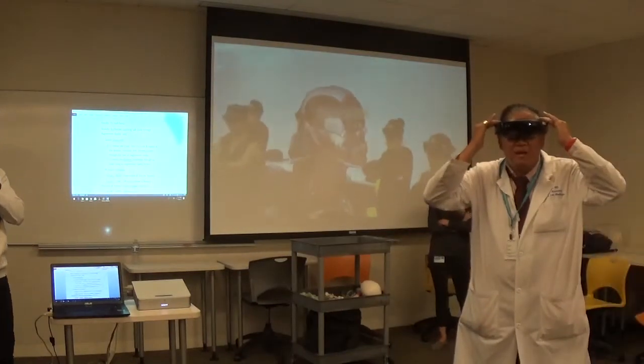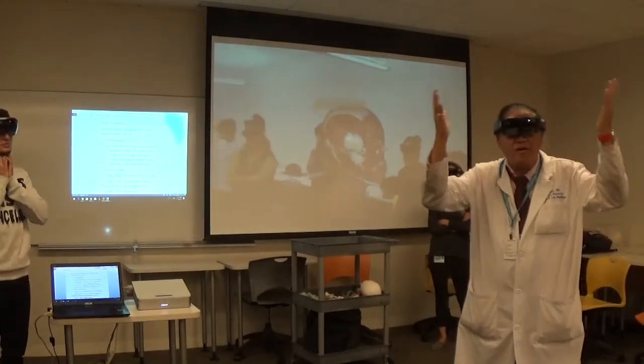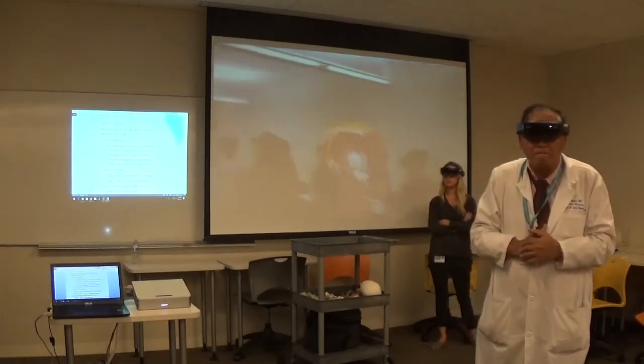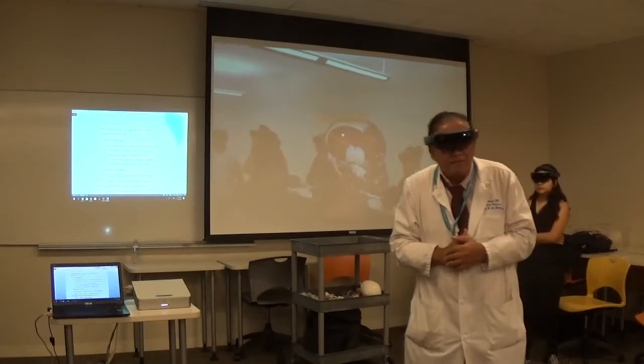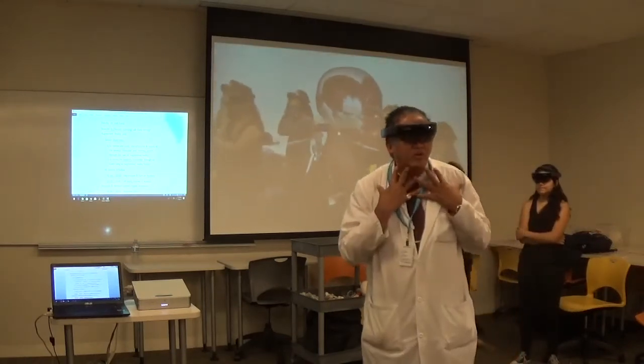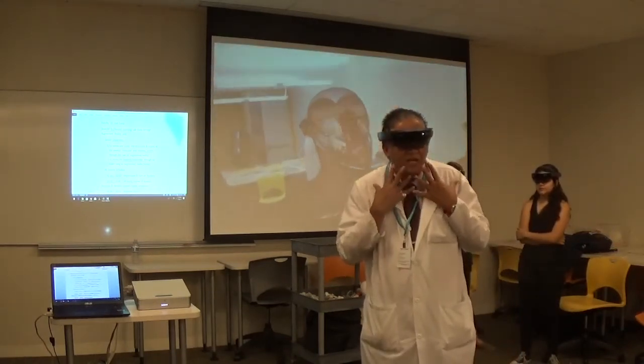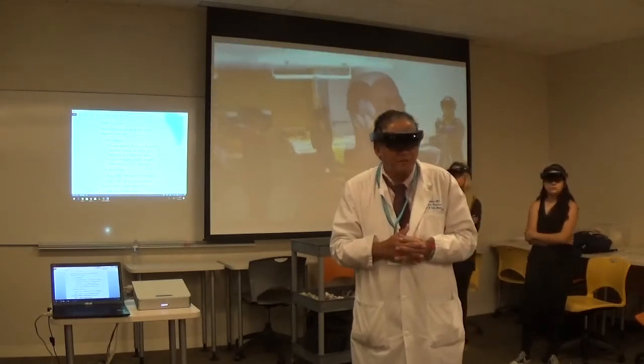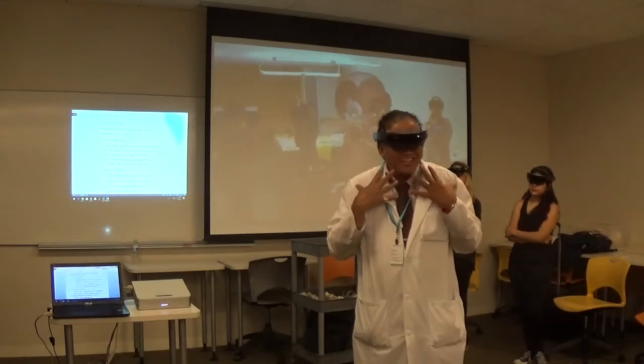What is the muscle in the temple? Temporalis. Temporalis in the temple. The muscle in the neck. The biggest muscle in front of the neck is called what? Platysma. Right? So we are now in the muscular system. Platysma.